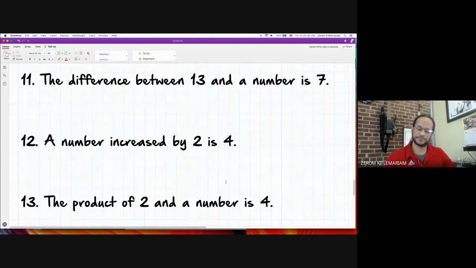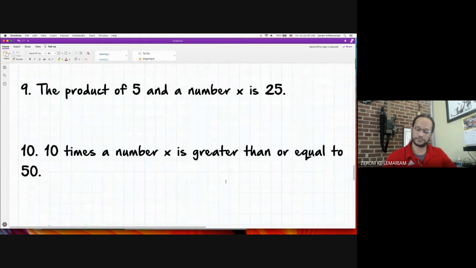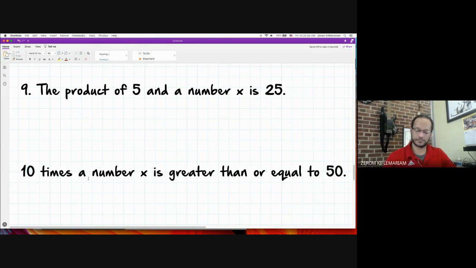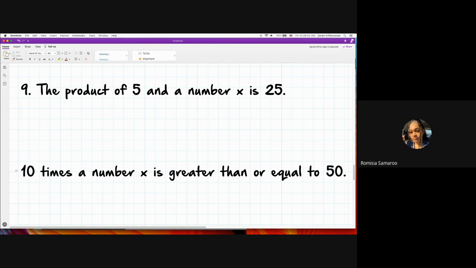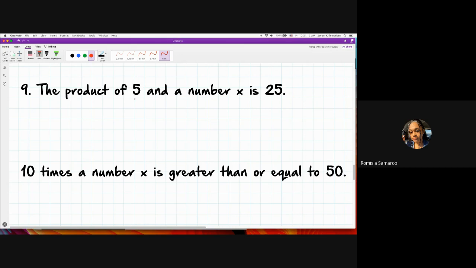All right, let's look at these. Number 9 would be what? 5 times x is 25. So give me the mathematical language. 5 times 5 is 25.